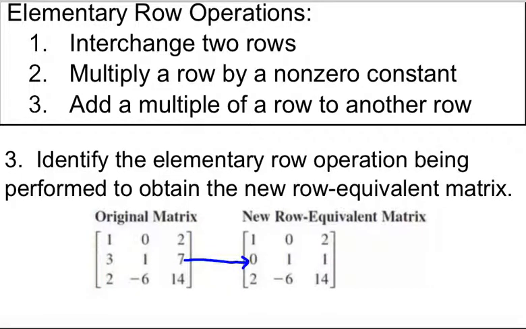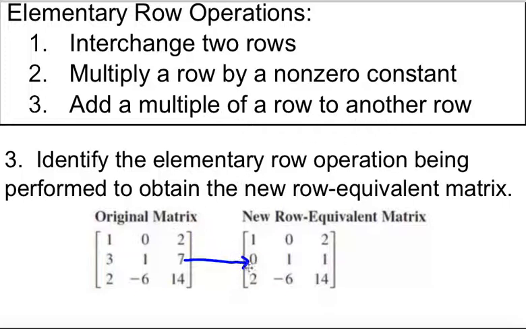Now we need to figure out what it is. Obviously no two rows were interchanged, otherwise we would have noticed that. This was not multiplied by a non-zero constant. There's no non-zero number that we can take 3 times something and get 0. So what happened is number 3, we added a multiple of a row to another row.